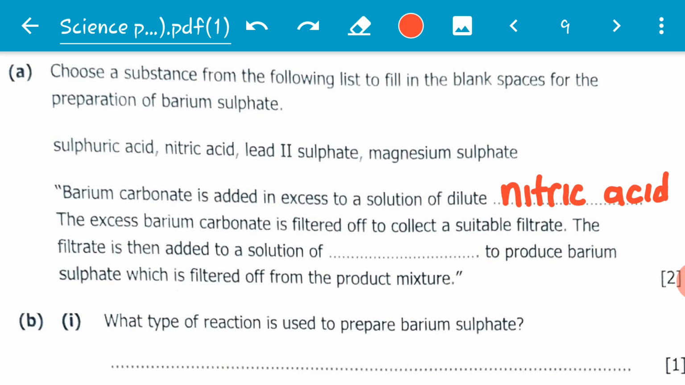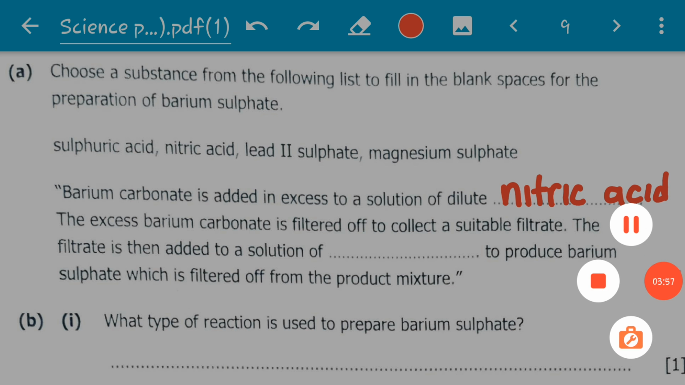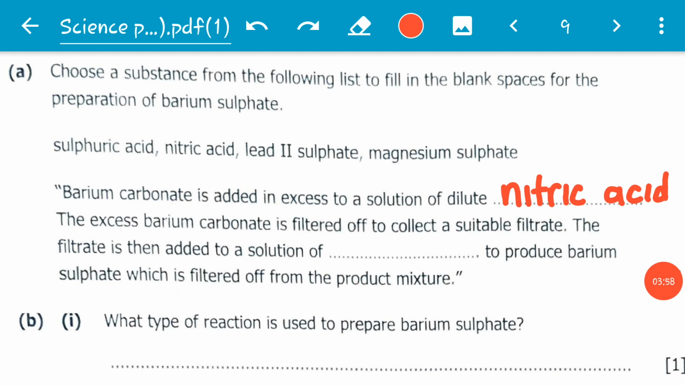After that is done, we actually now have barium nitrate. Barium nitrate is soluble, so it is in aqueous state. The excess barium carbonate is filtered off to collect a suitable filtrate. The filtrate is then added to a solution of. So the filtrate contains barium nitrate, which is a soluble salt.